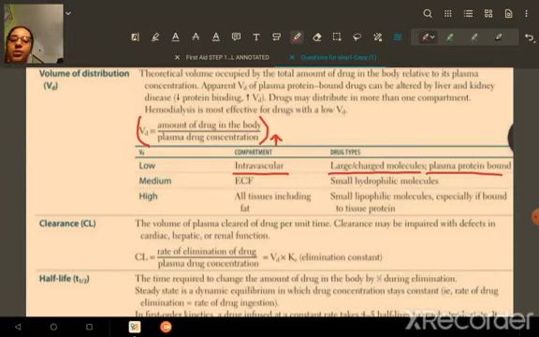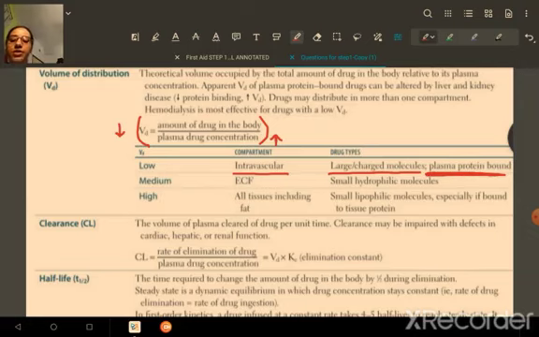A good example would be heparin. Heparin is a very large molecule, so it will stay in the intravascular compartment only. It will increase the plasma drug concentration, making the VD very low. Another example, heparin. Heparin is highly plasma protein bound. Because it is a highly plasma protein bound drug, it is again going to increase the plasma drug concentration and it will have a low VD.